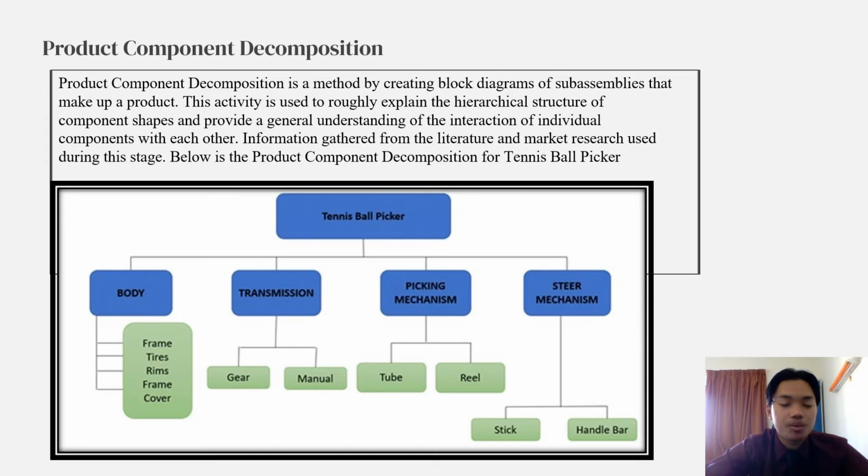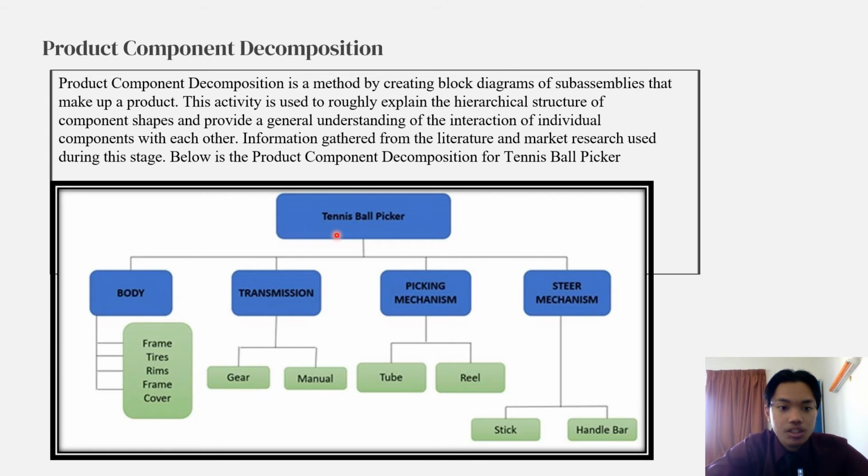So the next part is product component decomposition. Product component decomposition is a method of creating block diagrams of the sub-assemblies that make up a product. This activity is used to roughly explain the hierarchical structure of component shapes and provide a general understanding of the interaction of individual components with each other. Information gathered from the literature and market research is used during this stage. Below is the product component decomposition for the tennis ball picker.